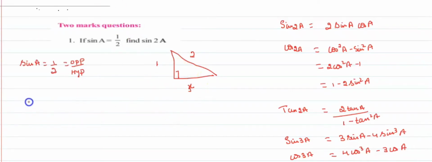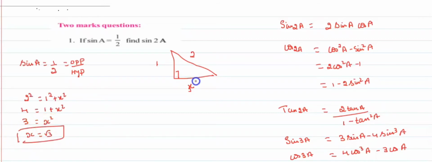2 square will be equal to 1 square plus x square. So 2 square is 4, 4 is equal to 1 plus x square. So 3 is equal to x square, and x will be equal to root 3. So this value will be root 3. From here, let me write the value of cos a. Cos a is adjacent by hypotenuse. So adjacent value is root 3, hypotenuse is 2. So now we have got the cos a value.